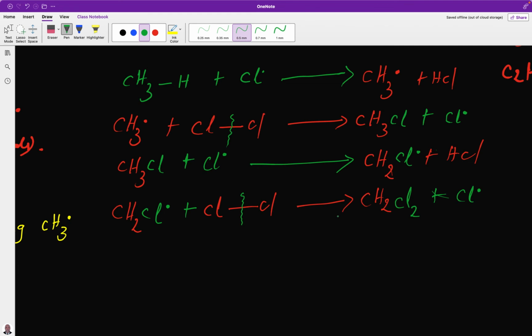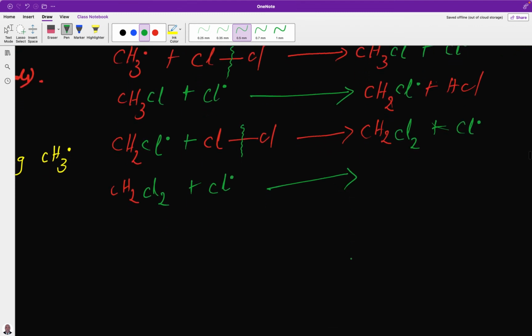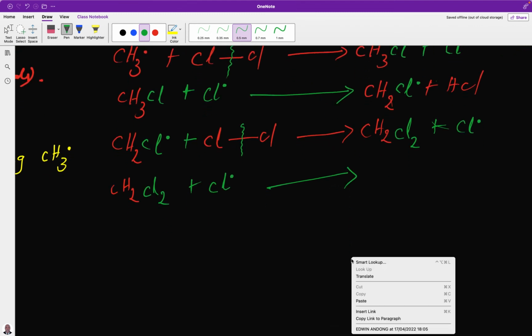So there must be a CH bond breakage. So now we come here again. It is very reactive. It has to react with this molecule again. So it will be CH2Cl2, plus, you are still reacting, a free radical. What happened? As I said, let me just redraw it again so that you see what is happening here.